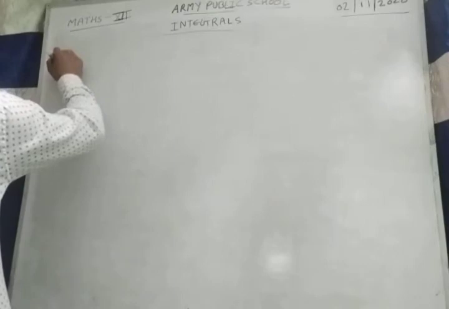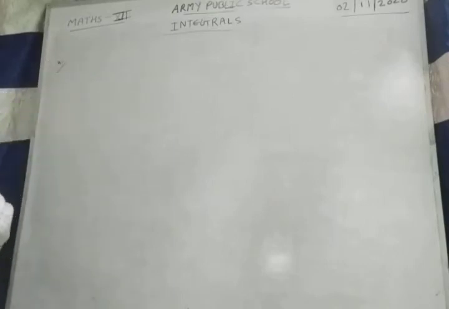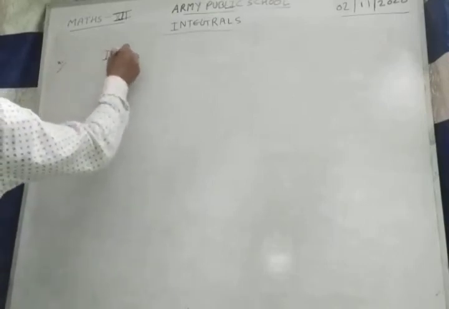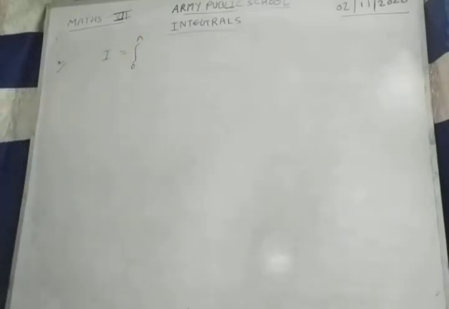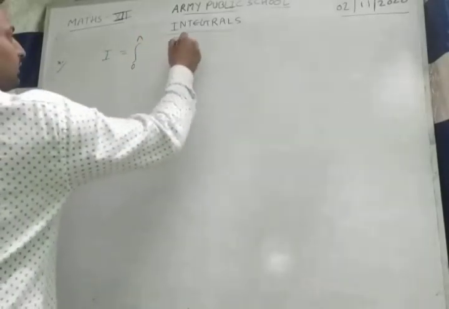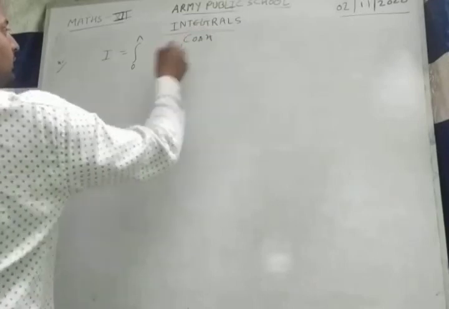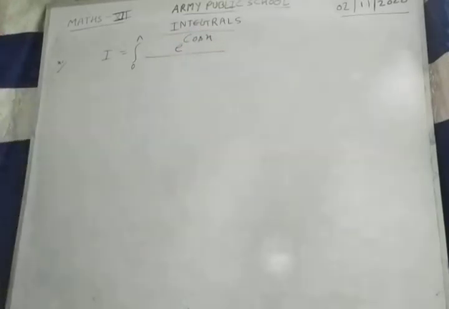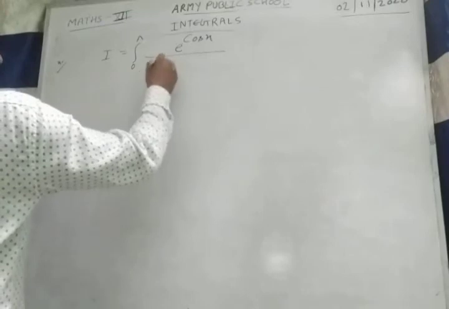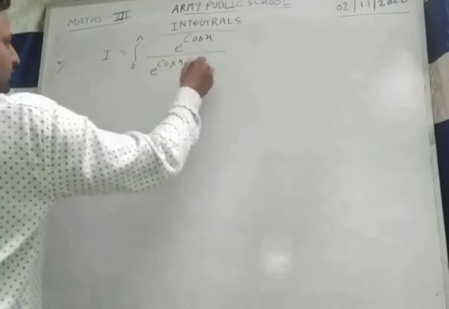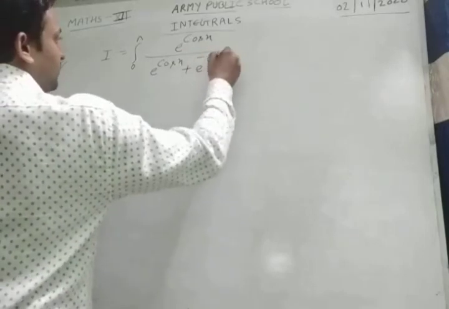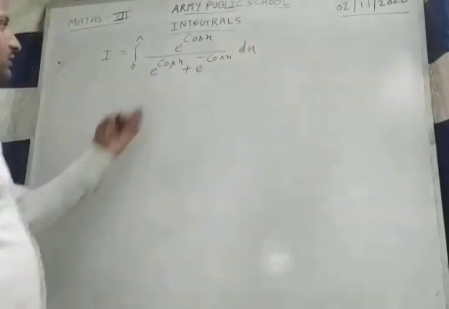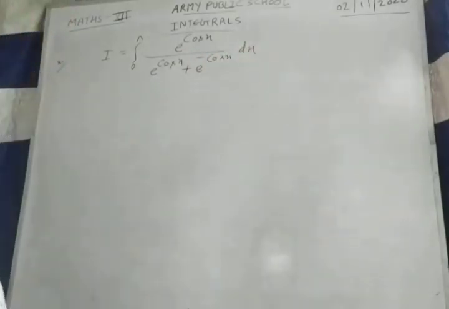Find the integral of 0 to pi, e to the power cos x divided by e to the power cos x plus e to the power minus cos x dx. We have to find the integral of this question.